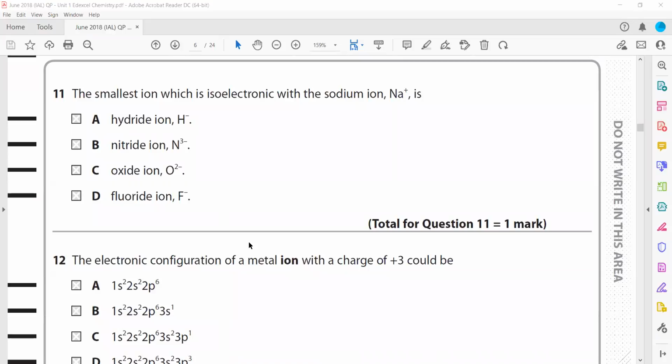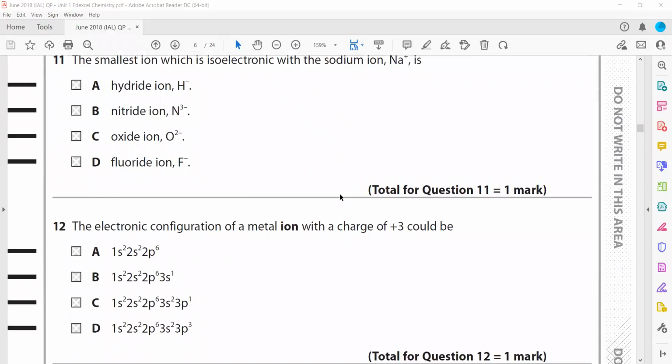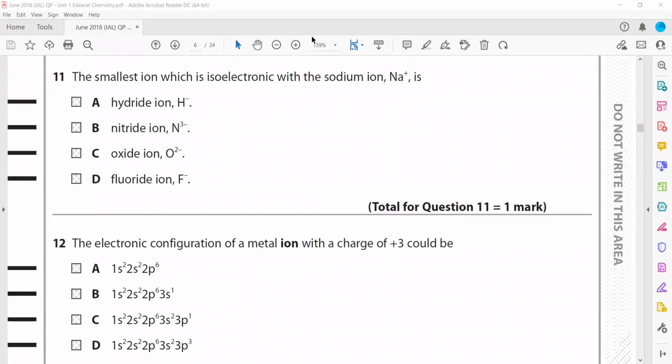The smallest ion which is isoelectronic with sodium is, to be isoelectronic means it should have the same number of electrons. Hydrogen has 1 electron, but hydrogen -1 has 2 electrons, so it is not isoelectronic. Nitrogen has 7 electrons, but N3- has 10 electrons. Oxygen has 8 electrons but O2- has 10 electrons. Fluorine has 9 electrons but F- has 10.